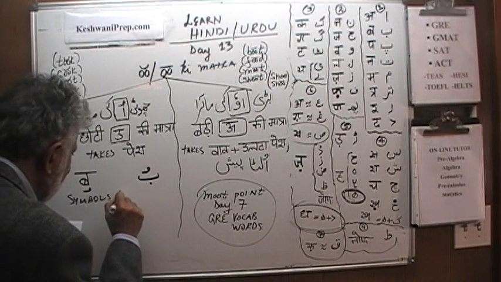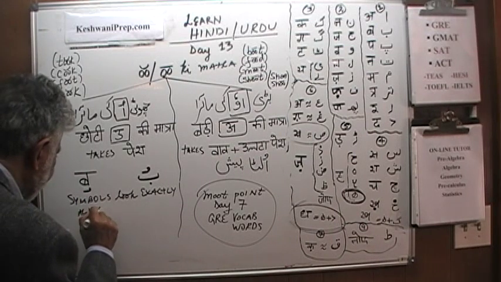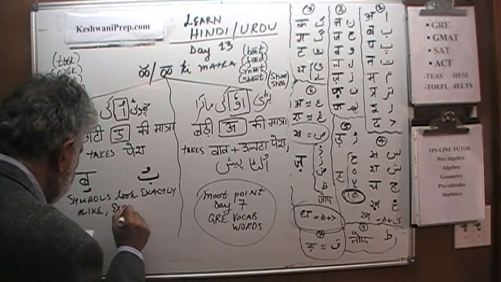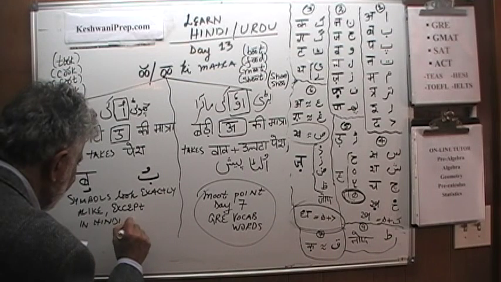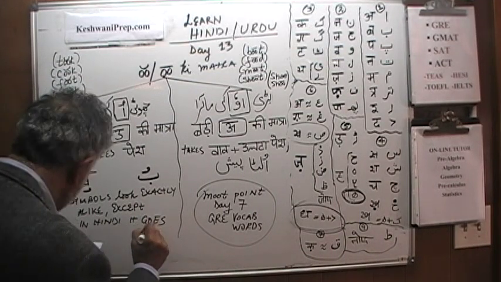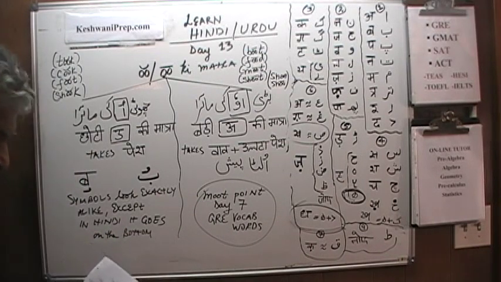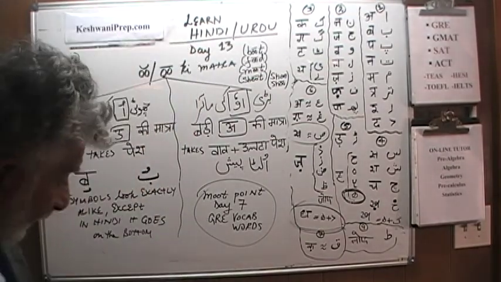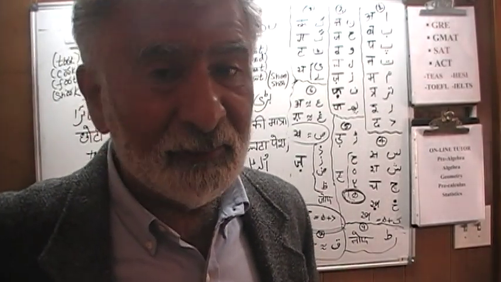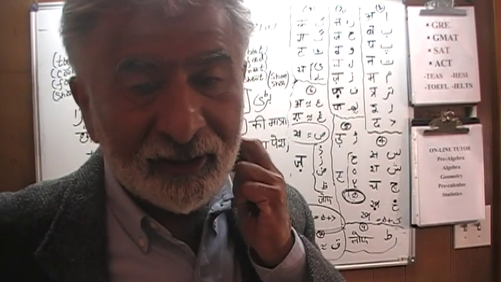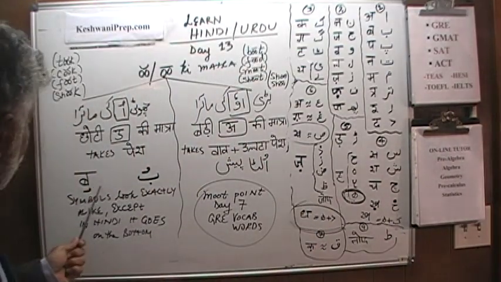The symbols look exactly alike, except in Hindi, it goes on the bottom. Now, I could have just said all that. I don't know why I had the uncontrollable urge to write everything out. I wanted to write everything out because I find it very fascinating. I find it very interesting that the symbols are exactly the same. The only difference is that Hindi takes the symbol at the bottom of the letter. In Urdu, the letters take the symbol on top, but they look exactly the same.